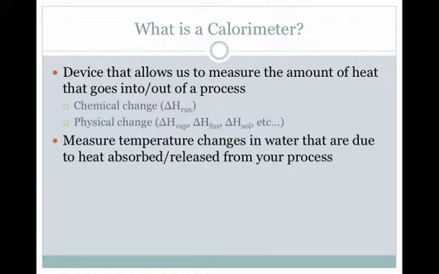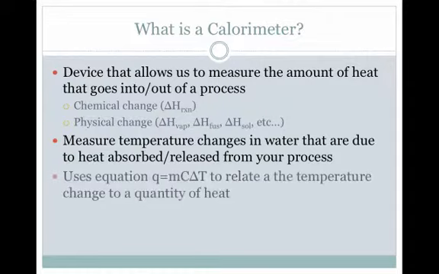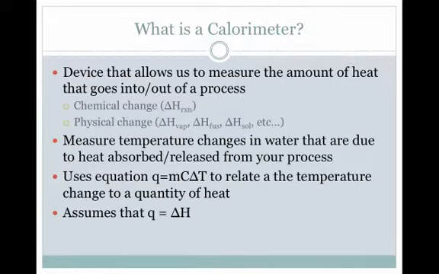As the temperature of our water goes up or down, we can correlate that back then to a certain quantity of heat that was absorbed or released in our process. To do this correlation, we use the equation we've already introduced, Q equals mc delta T, which then allows us to relate how much the temperature changed to a certain quantity of heat that was absorbed or released in our process. The last piece of the puzzle then is that we assume the heat energy coming out of a reaction is actually the same as delta H.